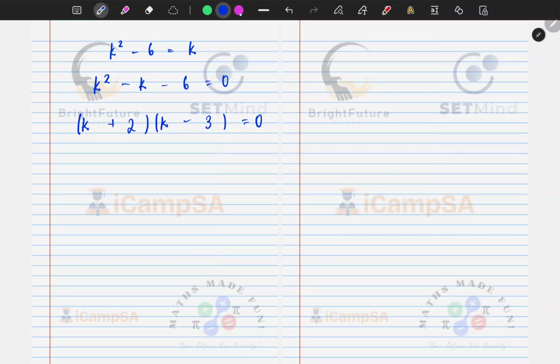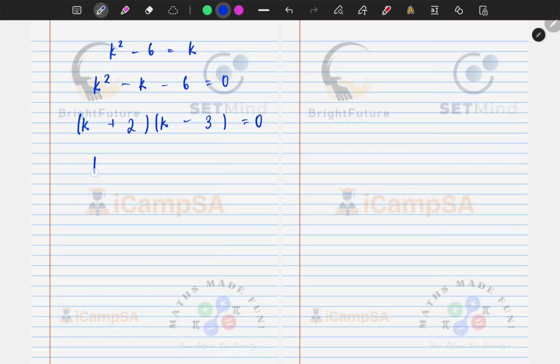So how we choose the factors is that we want the factors of 6 that will give us negative 1. So what are the factors of negative 6 that will give us negative 1? What comes to my mind is 3 and 2. So which one has to be negative, which one has to be positive? If I make this one negative and this one positive, negative 3 plus positive 2 is going to give me a negative 1. So that's how I choose my factors.